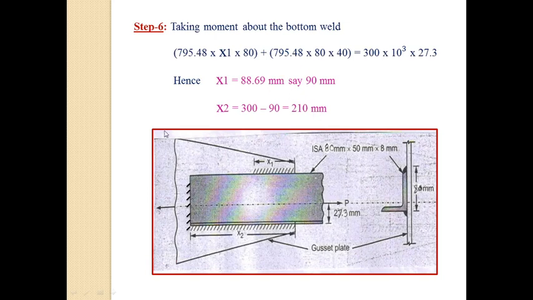This is the gusset plate, 8 mm thickness. This is the angle section, ISA 80 mm by 50 mm by 8 mm. This is the CG distance given, Cxx 27.3 mm. The tensile load P of 300 kilonewton acts at the CG. We calculated x1 as 90 mm and x2 as 210 mm. This is the cross section of the angle section and gusset plate. The total height is 80 mm, and we are providing the weld here.